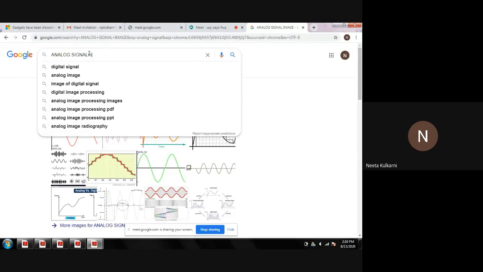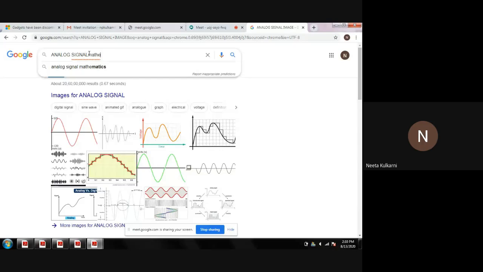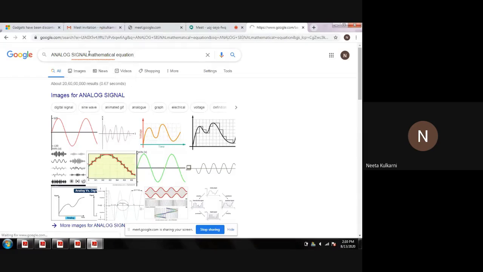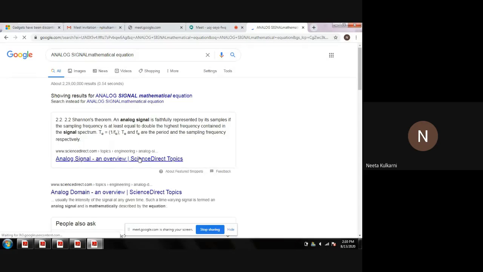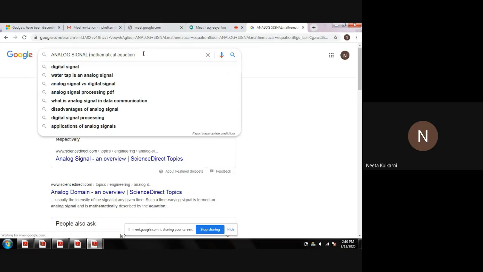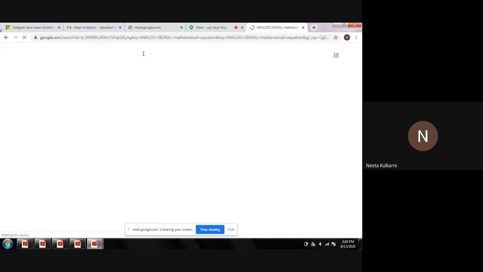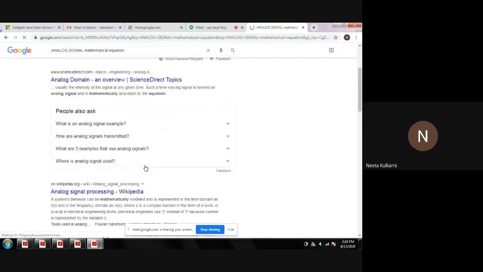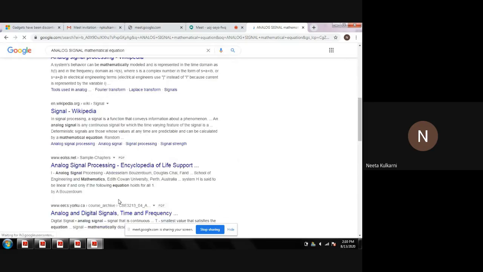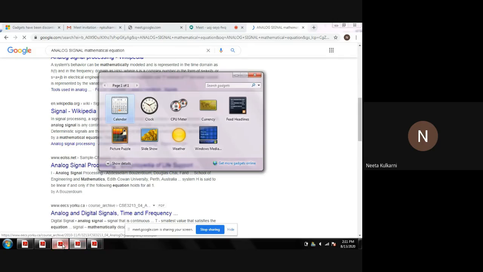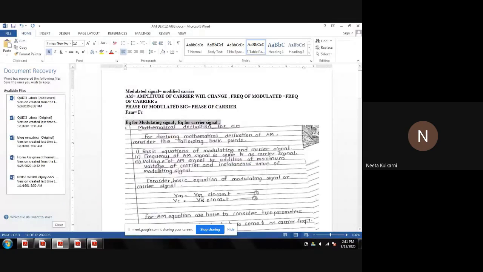Okay, or if you search on internet analog signal mathematical equation, you will get these different equations for that particular point. But the main equation you have to understand is the one that considers the voltage value and time value. In the exam you have to directly write the equation, but to understand how that equation is derived, I am taking these basic points. Okay, so this point is new.